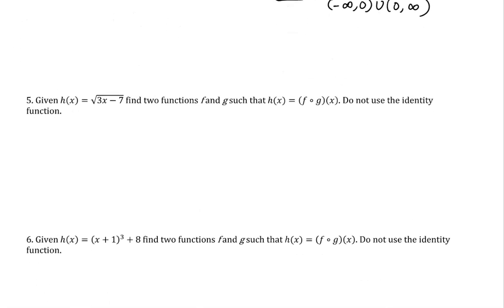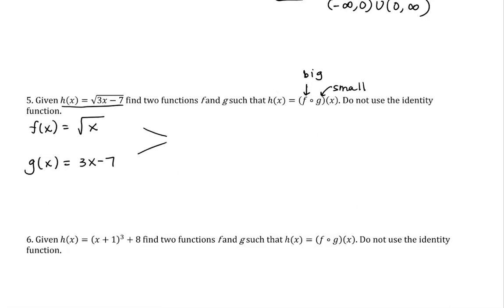In number 5, we're asked to find two functions, f of x and g of x, such that if I were to compose them, we would get this function h. So we need to think of a small function and a big function, where if the smaller function, which in this case would be g, were plugged into the bigger function f, we would get the square root of 3x minus 7. So to achieve that, I'm simply going to plug 3x minus 7 into the square root of x. So now you can see that if I combined those two functions and I took g and I plugged it into f, we get exactly the function that we're looking for.